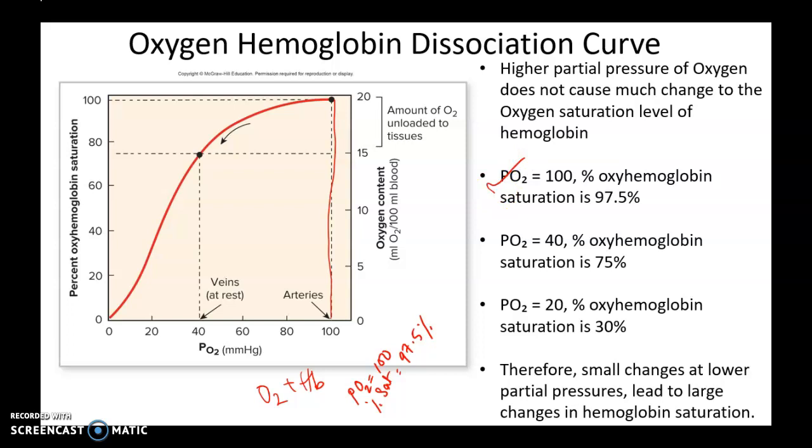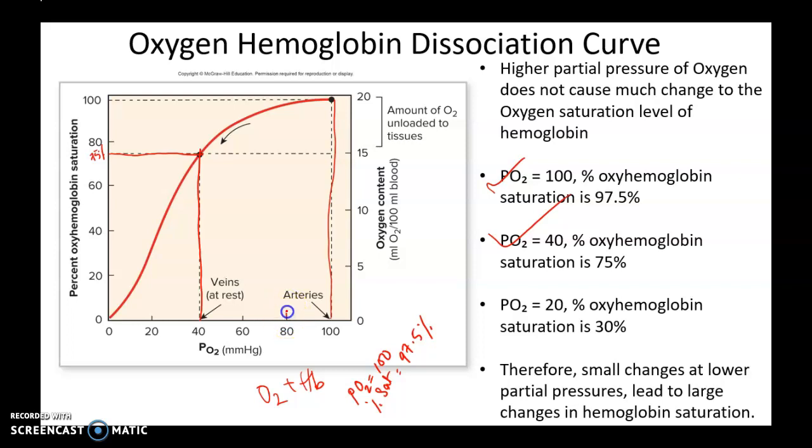We get this. Now let's look at the point where the partial pressure of oxygen is 40. So let's look here. At this point, what is the percent of oxyhemoglobin saturation? It's about 75%. Do you see that? So it's about 75%. So what do we see from here? We do see that at higher partial pressure of oxygen, we don't have much change in saturation level.